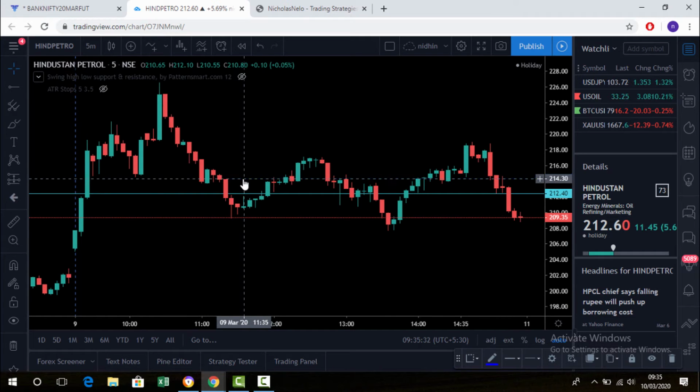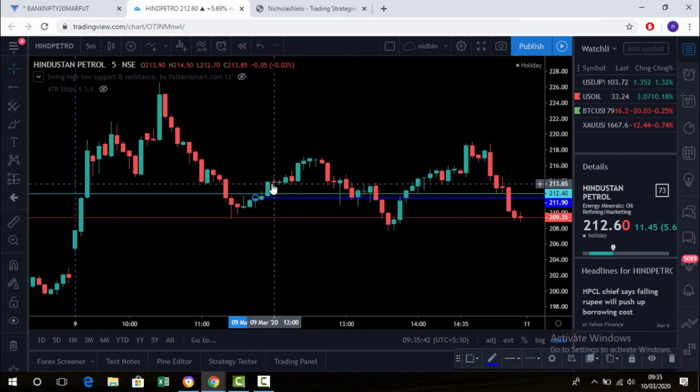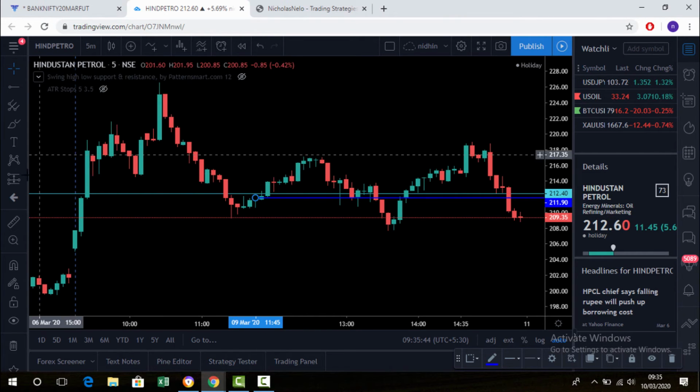Then wait for next chance. After that, market is break and candle is close above the line, then again we can get a buy signal. So just place stop loss here below this candle, and you can buy at the closing price.